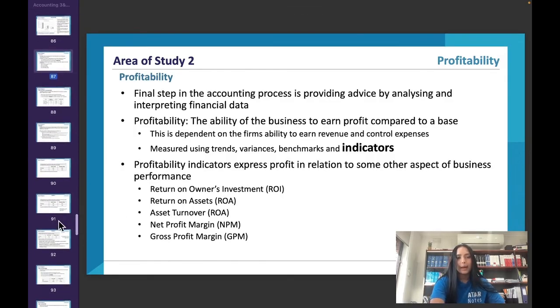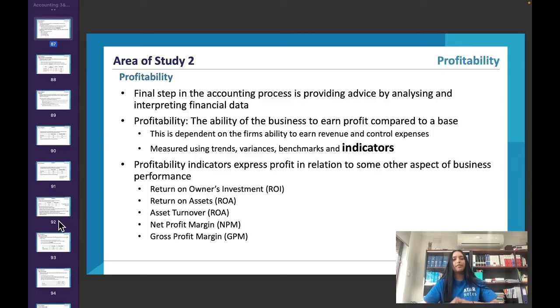And the final step in the accounting process is to provide advice by analyzing and interpreting financial data, including interpreting variance reports, interpreting budget reports, and interpreting actual reports. And one area of performance that we can analyze and provide advice for is profitability, which is the ability of the business to earn profit compared to a base. This is dependent on the business's ability to earn revenue and control expenses, and it's measured using trends, variances, benchmarks, and the most important one, indicators.